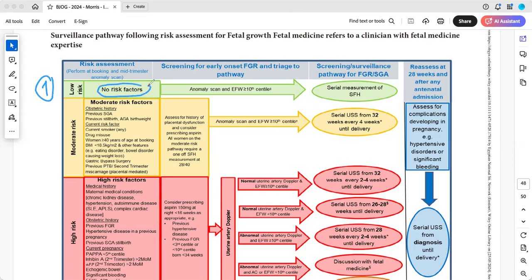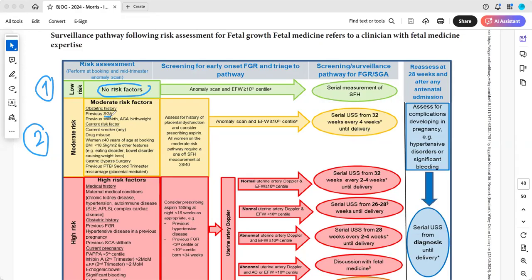Okay. And we have another group, the second group, and we give them the color yellow, and we call them the moderate risk. Moderate risk of having small for gestational age and fetal growth restriction. And we look here at the factors that determine the moderate risk. You find it is either an obstetric or a current risk factor. Obstetric is a previous small for gestational age baby.